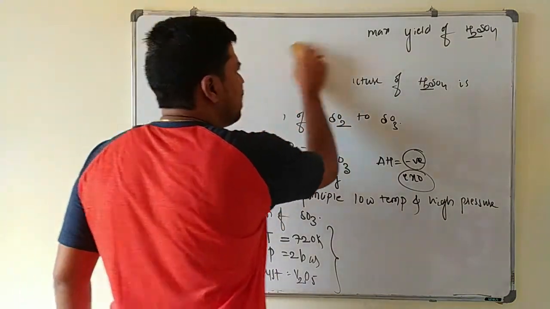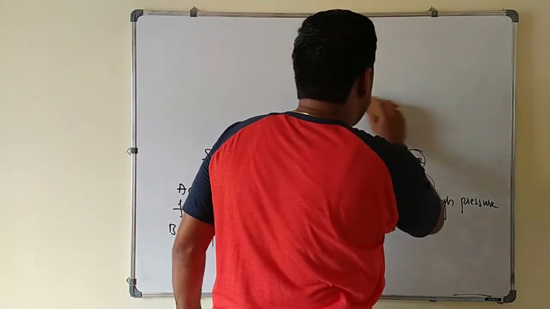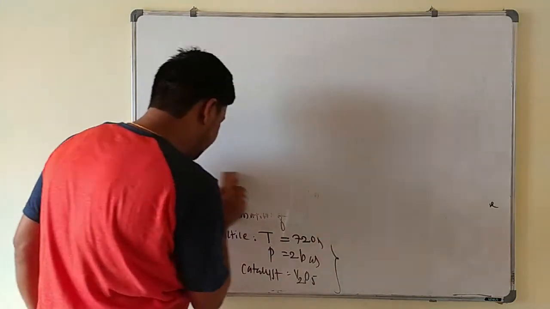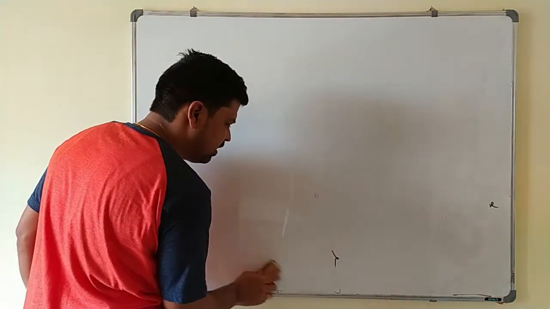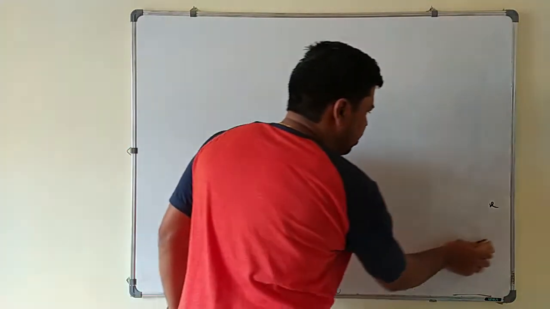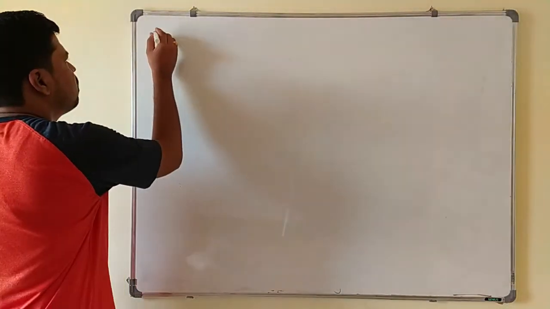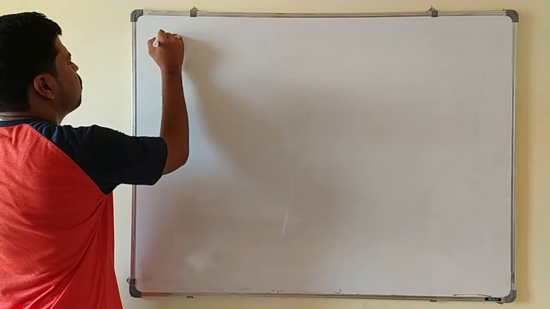H2SO4 is a colorless, dense, oily liquid with a specific gravity of 1.84, and it has a high boiling point since it is involved in intermolecular hydrogen bonding. Properties of H2SO4.